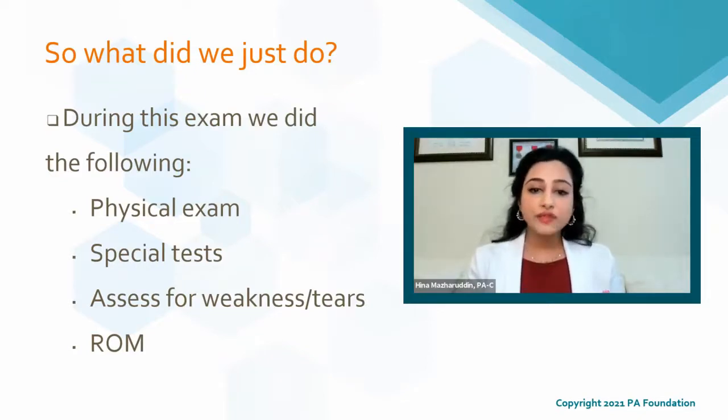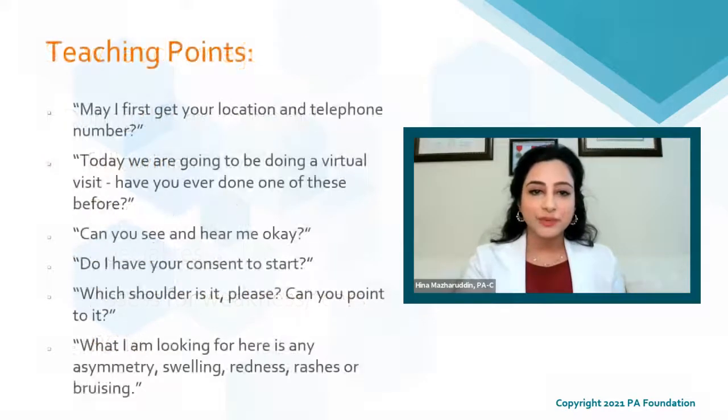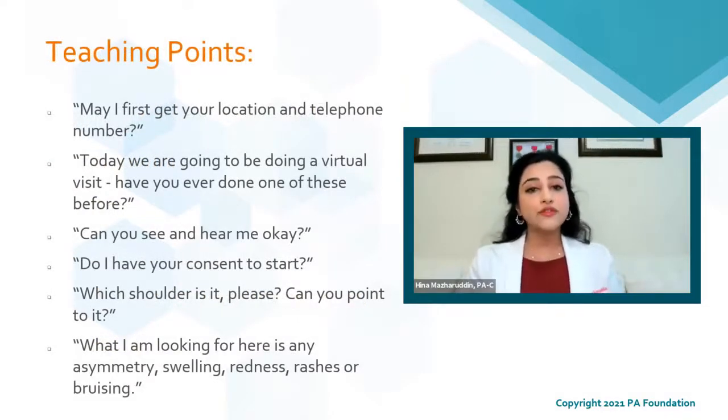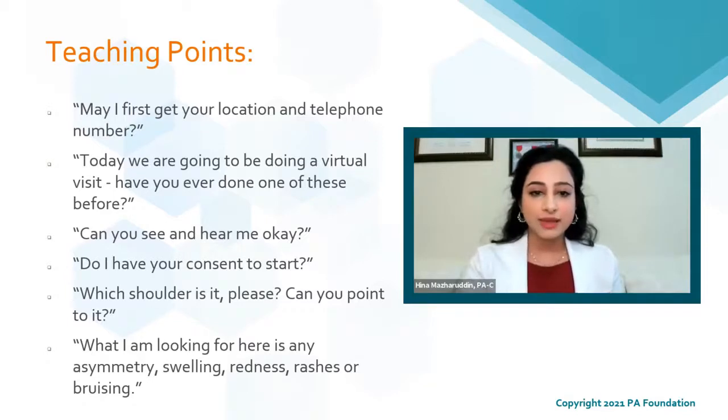There are also a few specific things we did during this encounter that were helpful tips for telemedicine. Let's review. You heard me ask, may I first get your location and telephone number, please? Remember to always ask for 2 patient identifiers. In telemedicine, it can be helpful to know where the patient is located and get a good contact number, in case you get disconnected or need to call for higher level care or help. Remember to obtain consent before starting. This helps instill a sense of patient autonomy while also complying with ethical guidelines.